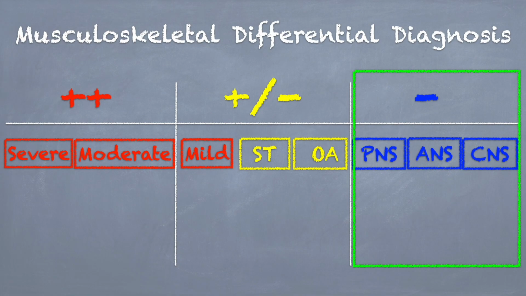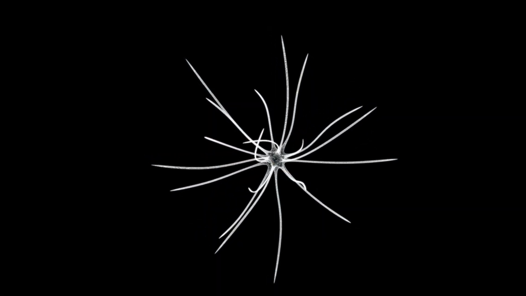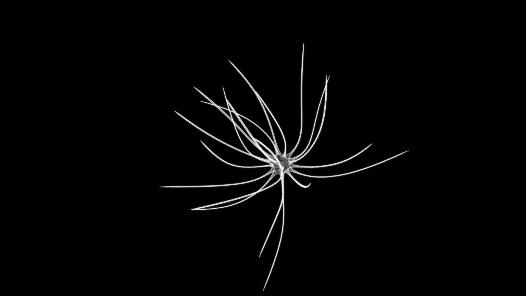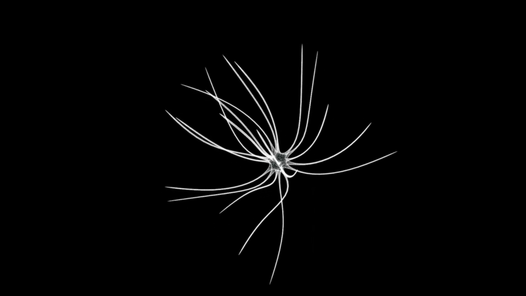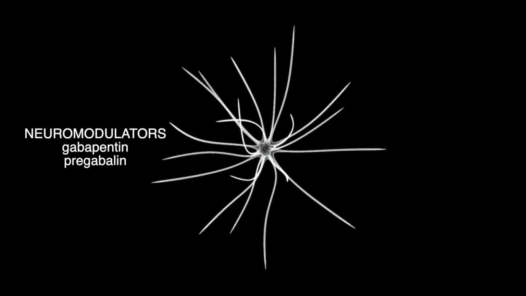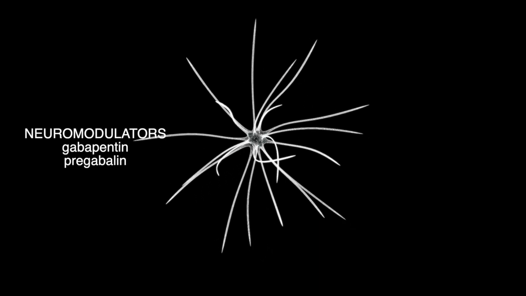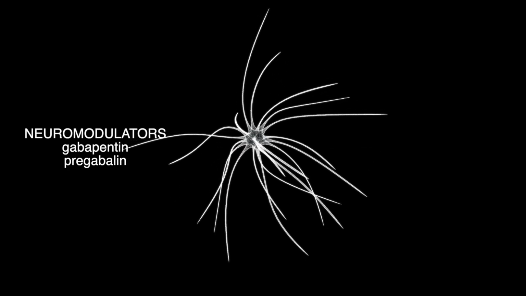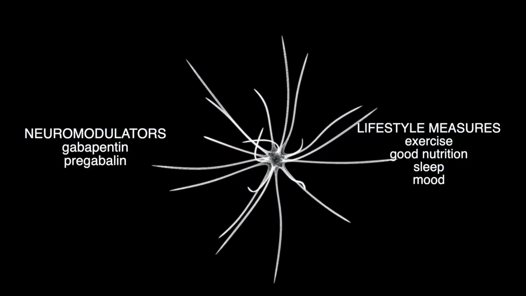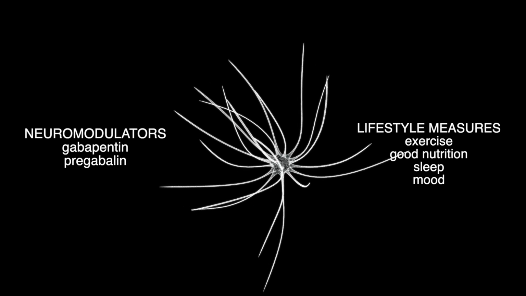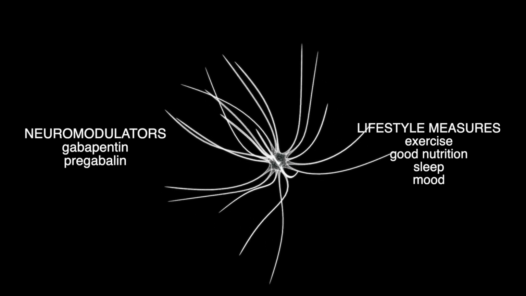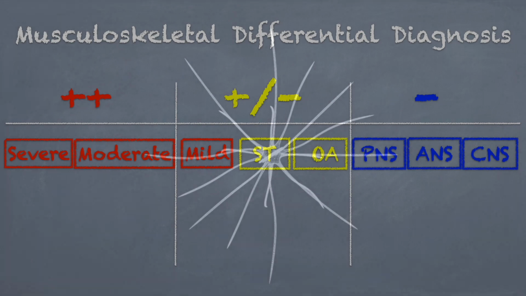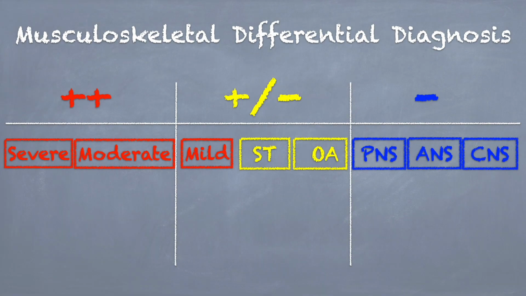And when it comes to neuropathic pain, it's a bit more difficult to treat because addressing neuropathic pain is less specific. You can use medications, things like gabapentin or Lyrica, but you need to get into lifestyle medicine to modulate nerve function, things like daily exercise, good nutrition, good sleep, and mood management, things that really affect neural function. And so these categories will help us to target our therapies.